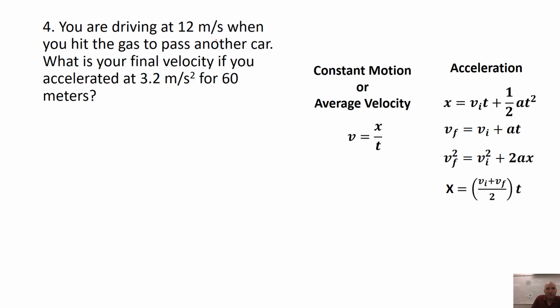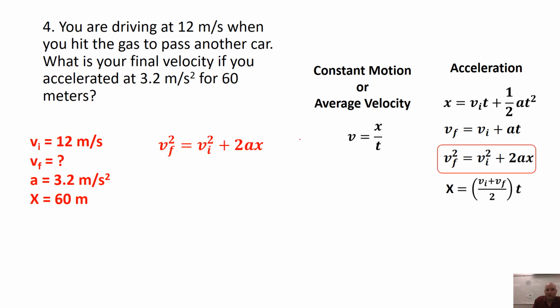Okay, you are driving 12 meters per second when you hit the gas. So there's going to be acceleration going on. You're not in the air. You're driving on the street. What's your final velocity? You accelerated for 3.2 meters per second squared for 60 meters. So you started at 12. You asked for final velocity. Your acceleration's there, 3.2. Your displacement, you did that acceleration for 60 meters. That leads you with those givens to only one equation right there. Those four givens right here.